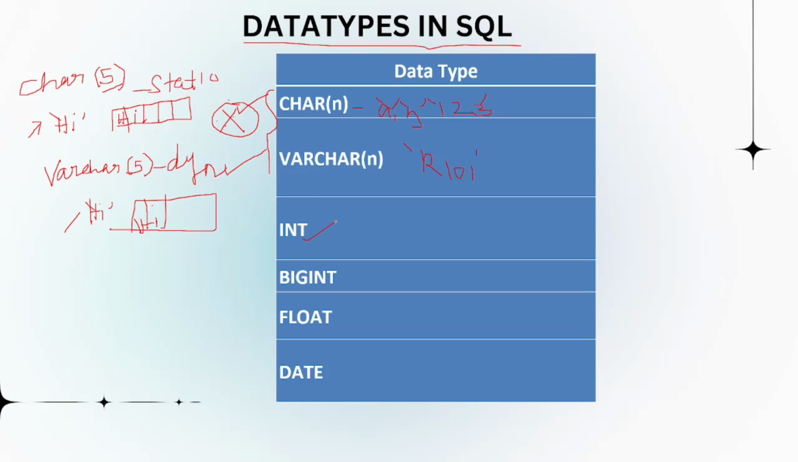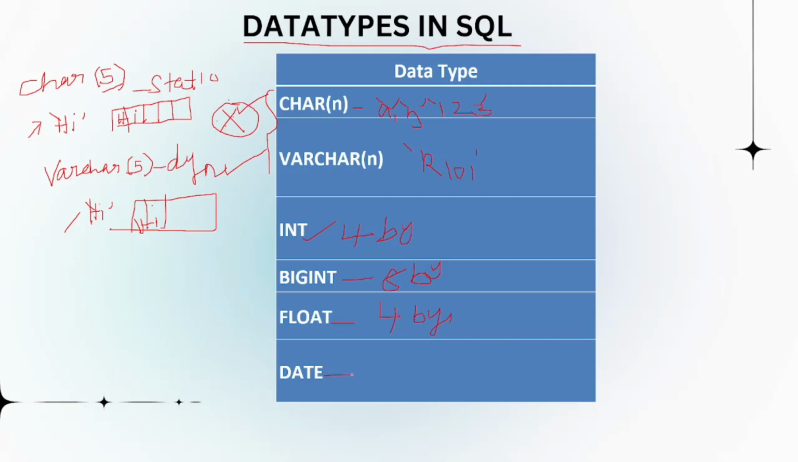The next one is integer. Integer means it will be an integer data type. But there is a limit for the integer data type. It will occupy 4 bytes of space. And what about big int? Big int, if you want to give a larger number, an exponent number, you have to go for big int. It will occupy 8 bytes. And what about float? Float also will occupy 4 bytes. Okay, float is nothing but the decimal point.